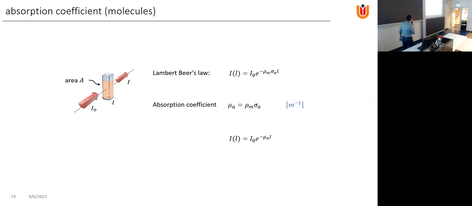So this is the result that we have so far. We have an experiment with cuvettes, incident intensity on one side, detected intensity on the other side, and Lambert Beer's law applies to the geometry. The substance in the cuvette has an absorption coefficient, which is the product of the density and the absorption cross section of the molecules. Lambert Beer's law. Okay, now let's go.